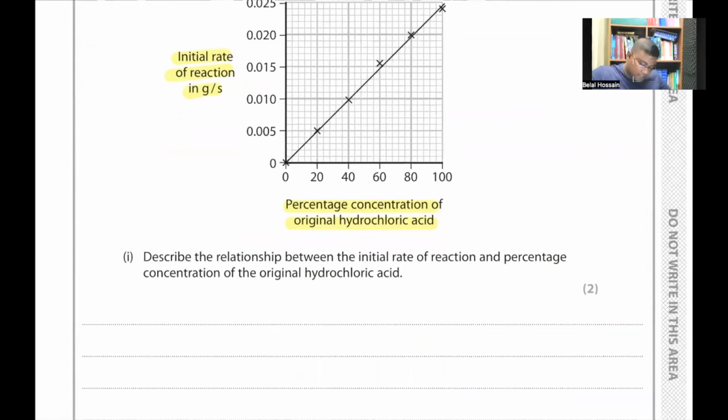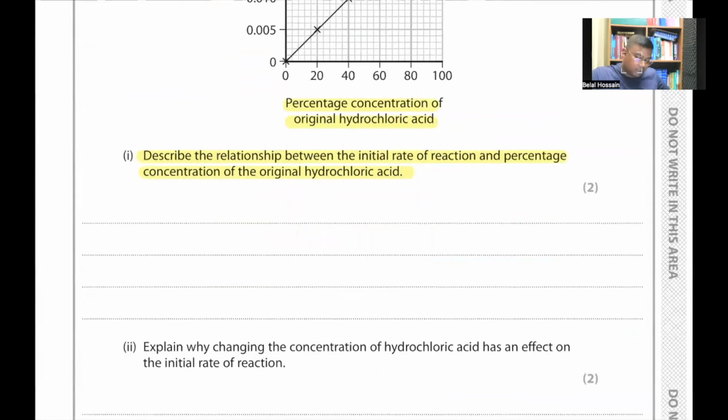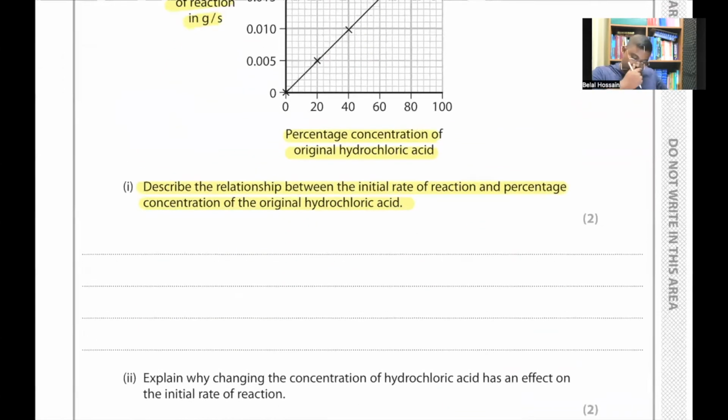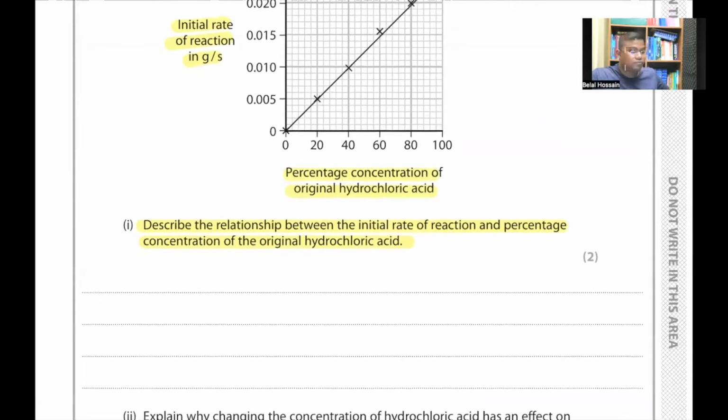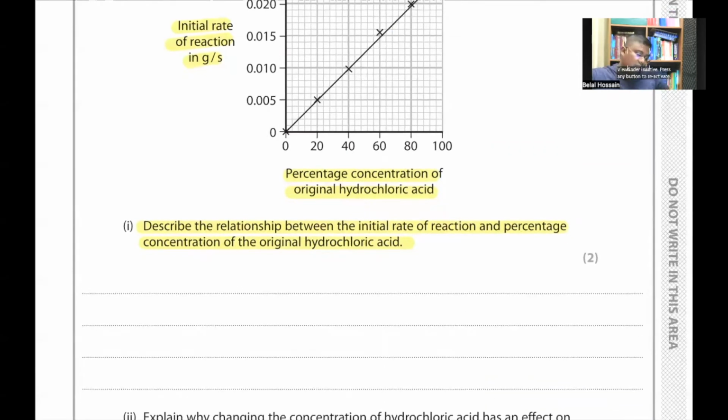The question says, describe the relationship between initial rate of reaction and percentage concentration of original hydrochloric acid. So we can see as the percentage concentration of original hydrochloric acid increases, the initial rate of reaction also increases. So it is directly proportional, as we can see from the graph.